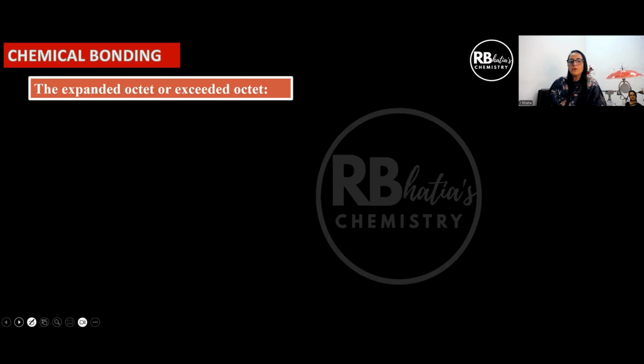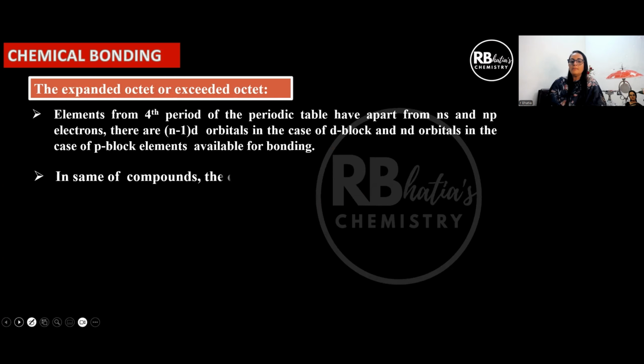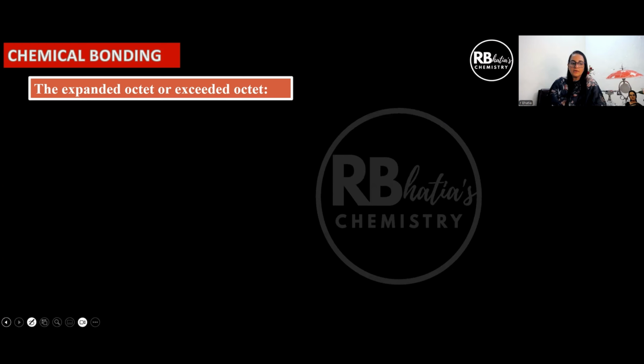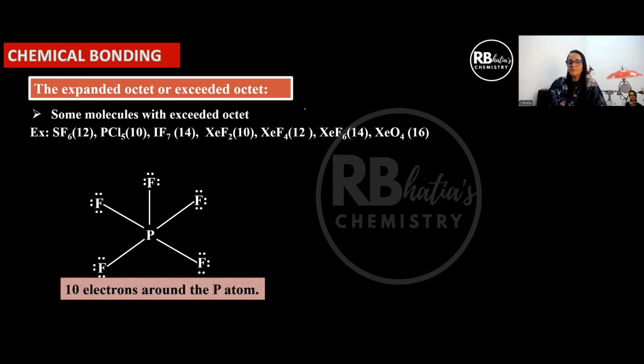Now, expanded octet or exceeded octet. Some elements from the 4th period of the periodic table have d orbitals also available for bonding, very important: n-1 d orbitals in the case of d block and nd orbitals in the case of p block elements. So these can expand their octet, and we get the formation of hypervalent compounds. Some molecules with exceeded octet are called hypervalent compounds. So they have more than 8 electrons in their outermost shell.